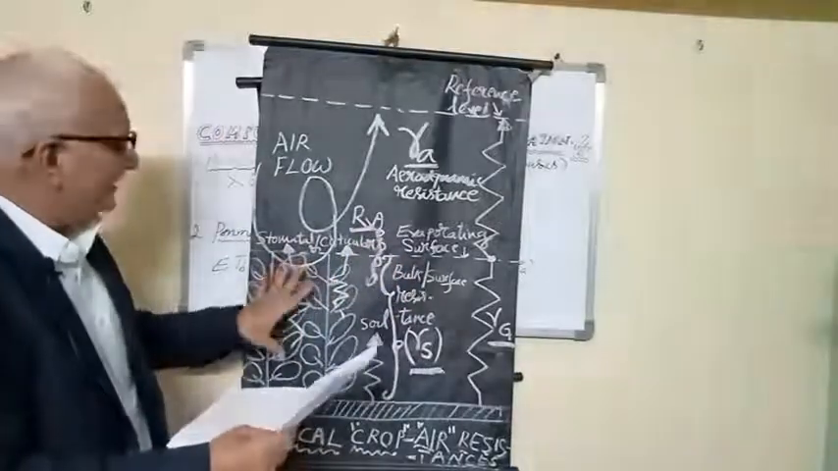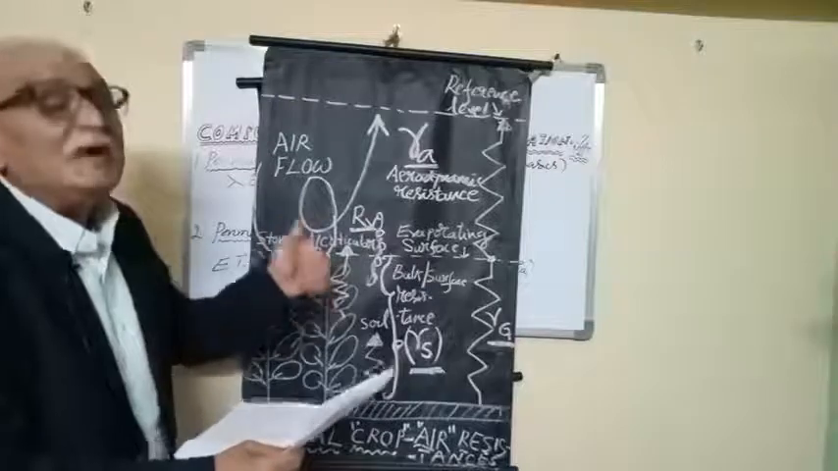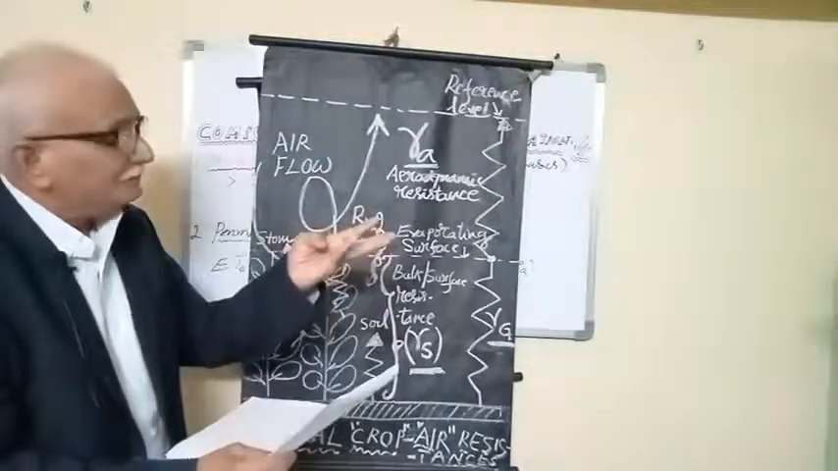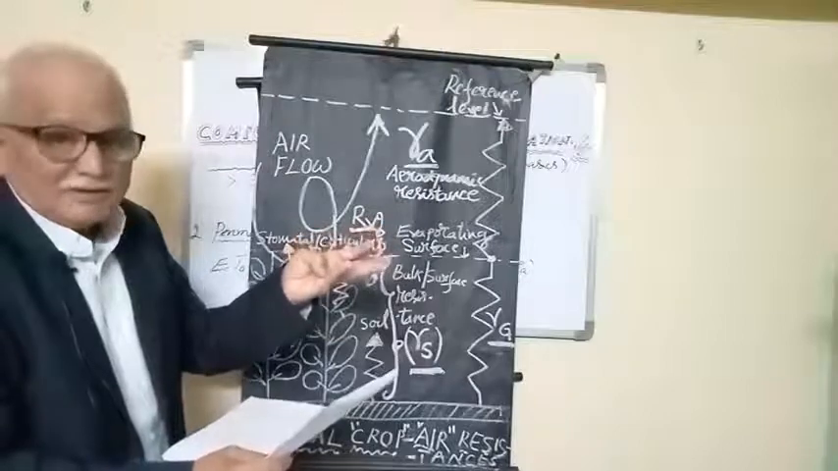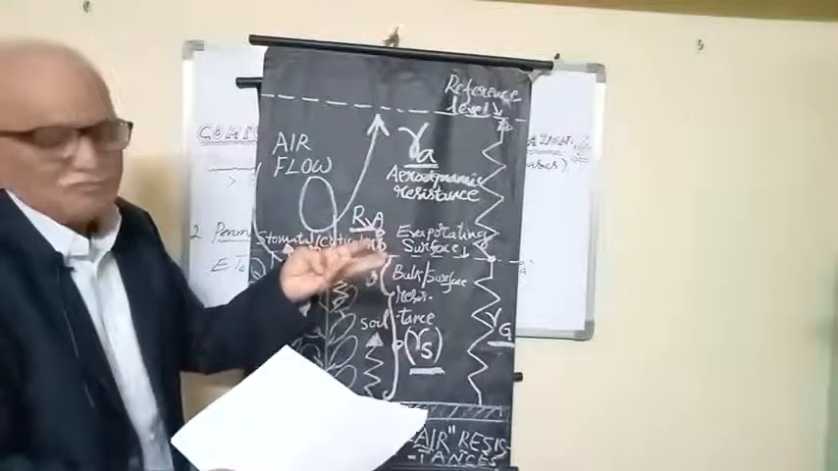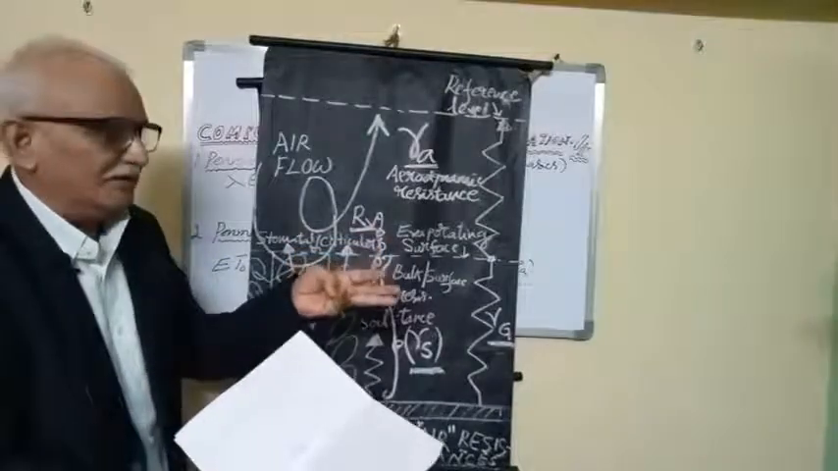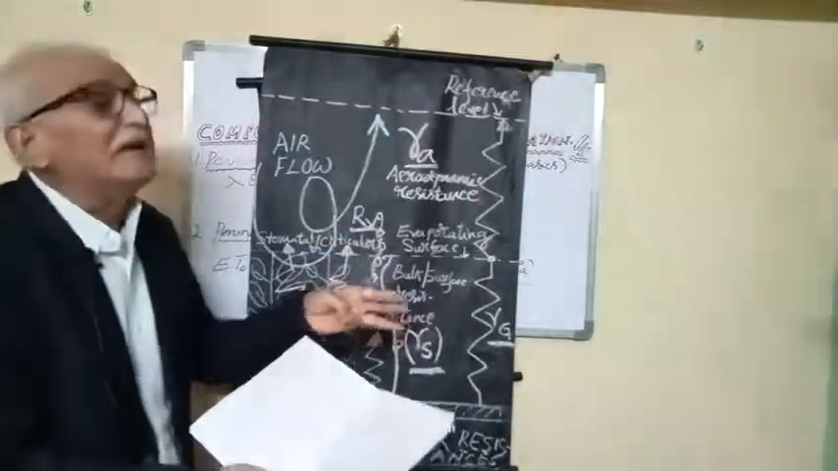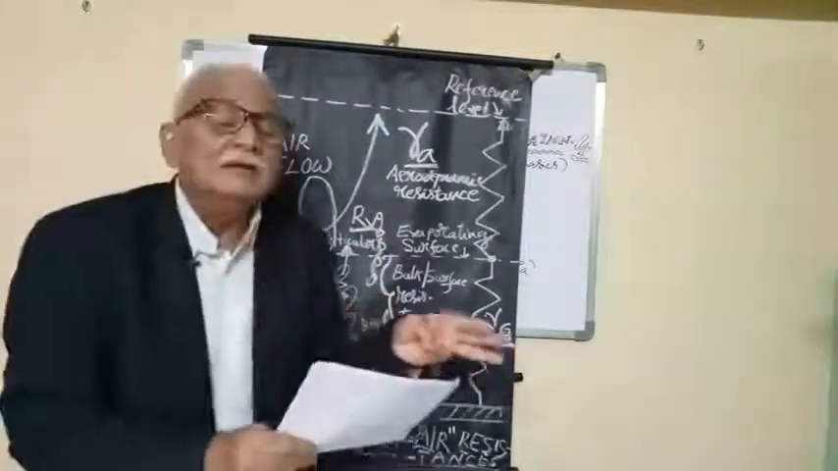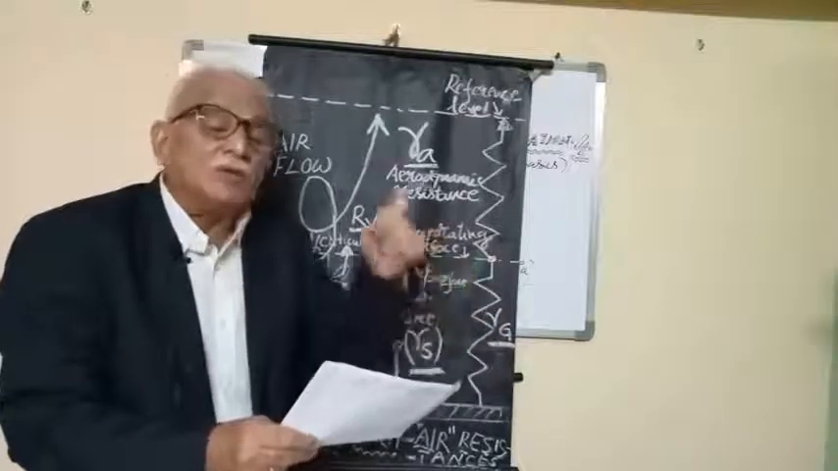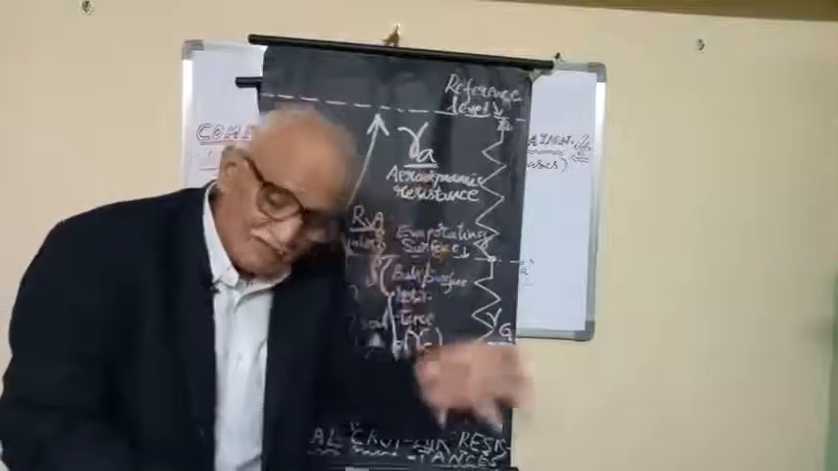Please note that resistance is offered by the crop for the movement of the fluxes. What are the fluxes? First one, momentum: mass into velocity, that is the wind. Second, water vapor: the difference between the saturated and actual vapor pressure. Third, heat. What is the difference between temperature and heat? Heat measures the total molecular energy.